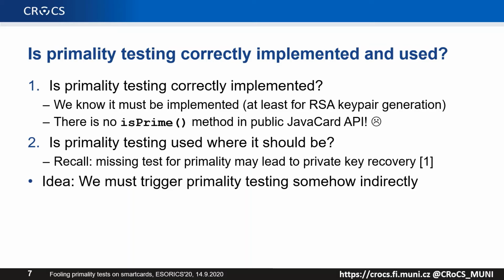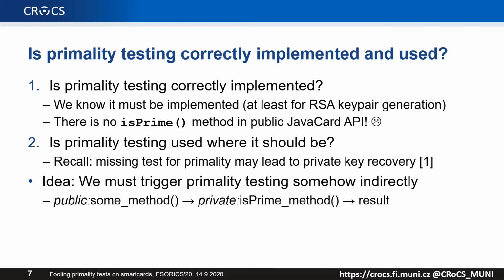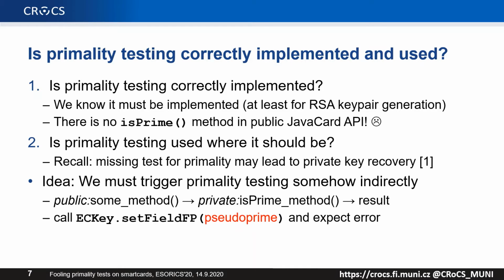But it's not there. So the idea we figured out and put into practice is that we must somehow trigger the primality testing indirectly. We don't have the direct method, we must do it indirectly. So we need to find a public method that can be called directly by us, which inside will require some test for primality. It will then call some internal isPrime method, and we will then get the result. Maybe rejection because it's not a prime, maybe okay because it's prime.